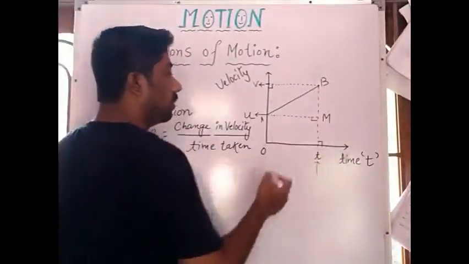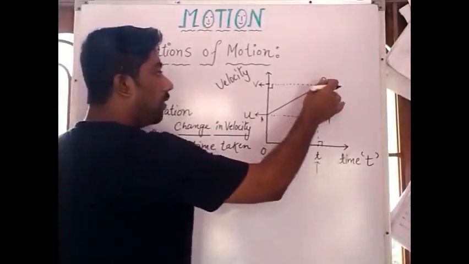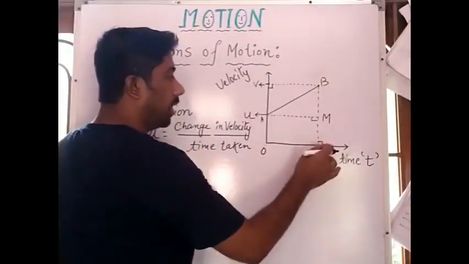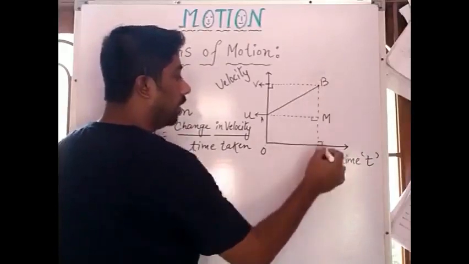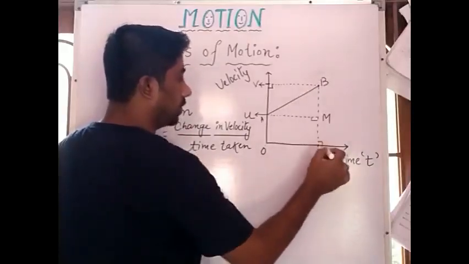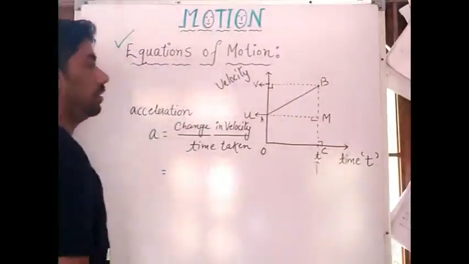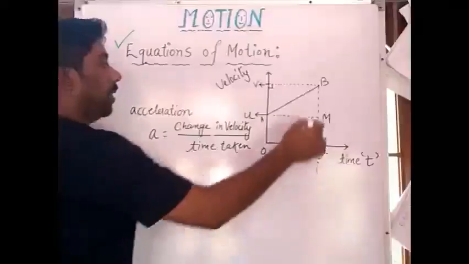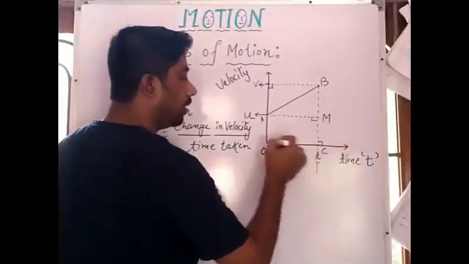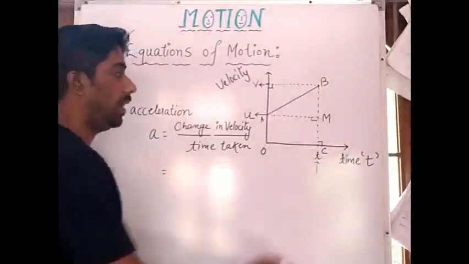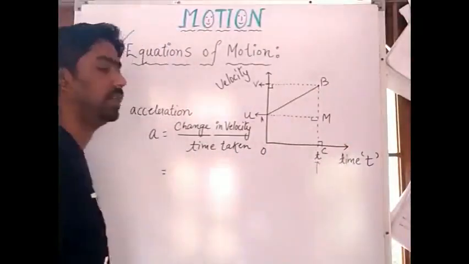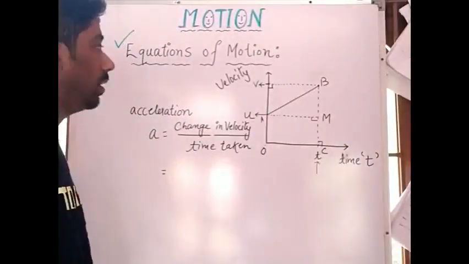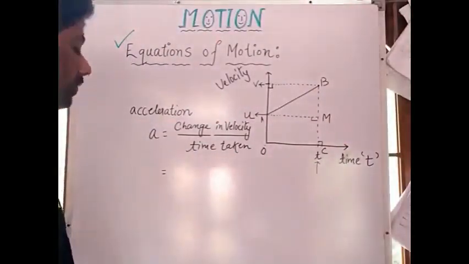Now we drop a perpendicular from point B on the time axis. You can see I have drawn a perpendicular. Let us name it as C. So a perpendicular BC is dropped upon the time axis and a perpendicular AM is dropped on this particular straight line BC. So this is the graph.